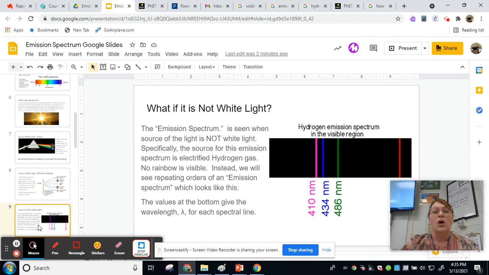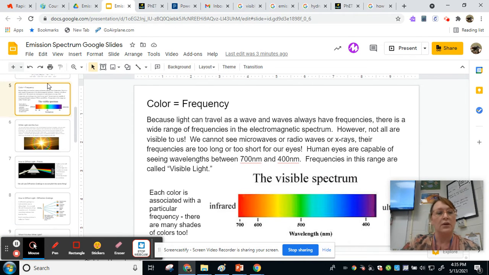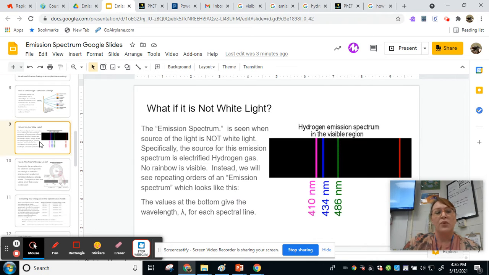Okay, so what if it's not white light? Okay, if it's white light, right, we see the full spectrum. What if we diffract light that's not white light? What if it doesn't have all of the colors in it? Well, you can still diffract it into a spectrum. You're just not going to see the full rainbow. You're only going to see part of the rainbow.